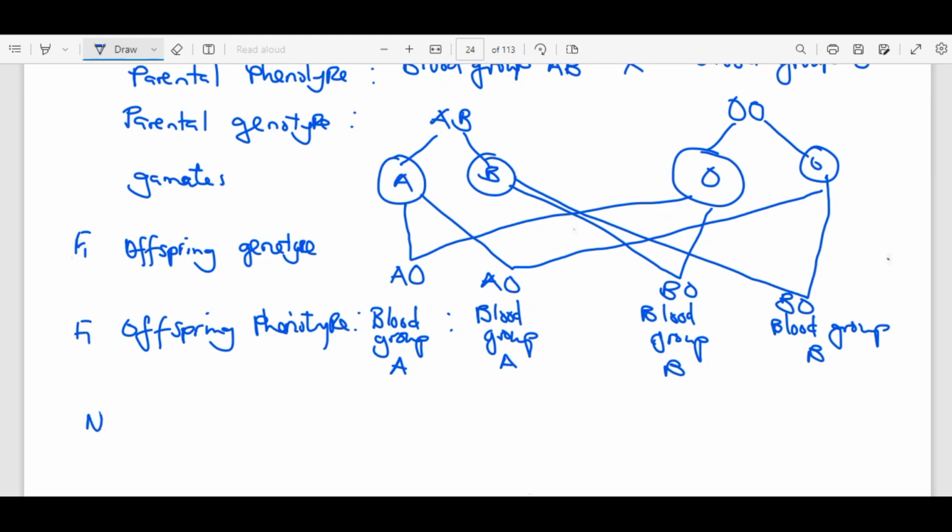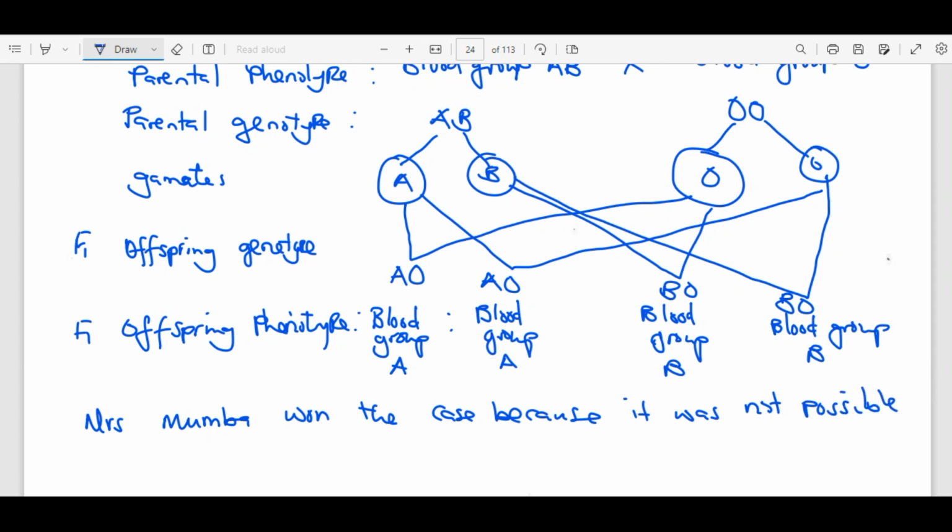So we would say Mrs. Mumba won the case because it was not possible to have a child with blood group O.